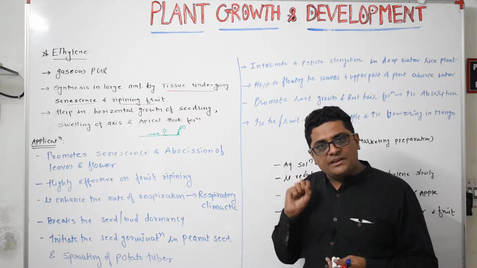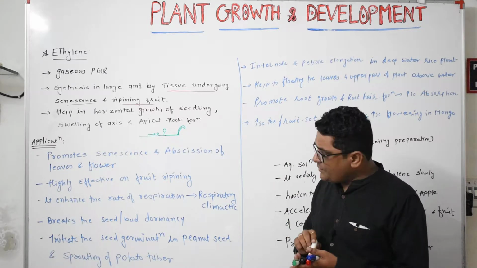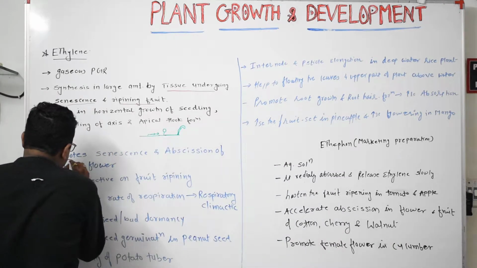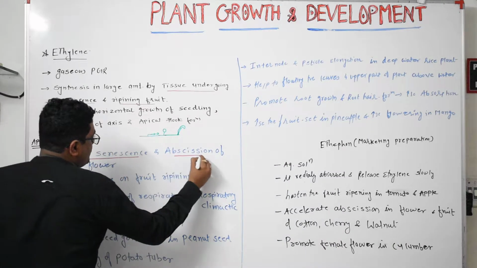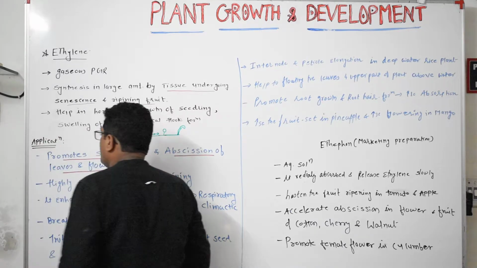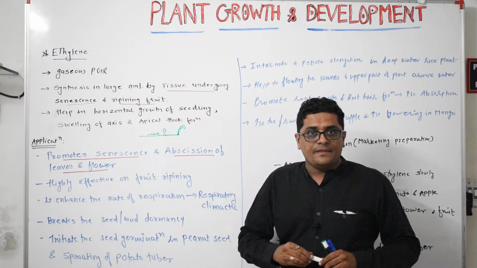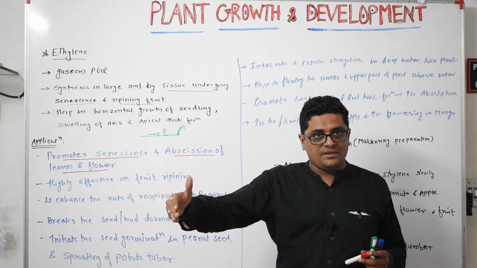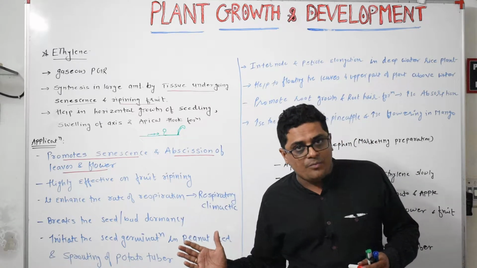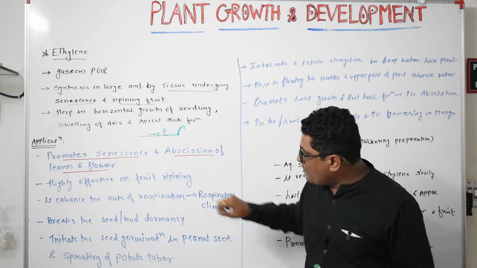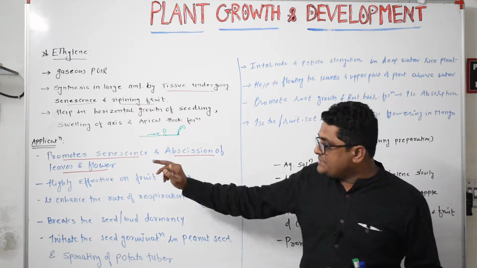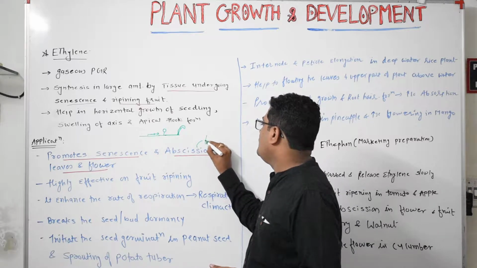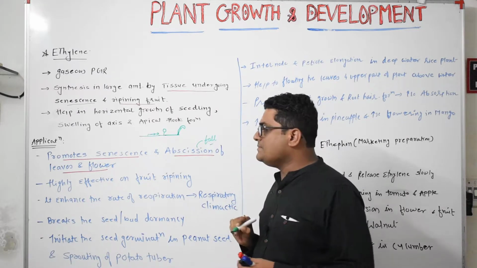Now what are the applications of ethylene? It is responsible for promoting the senescence and abscission of the leaves and flowers. Senescence means aging, so ethylene promotes aging, as well as the abscission of leaves and flowers. Abscission means falling of leaves and flowers in the autumn season.